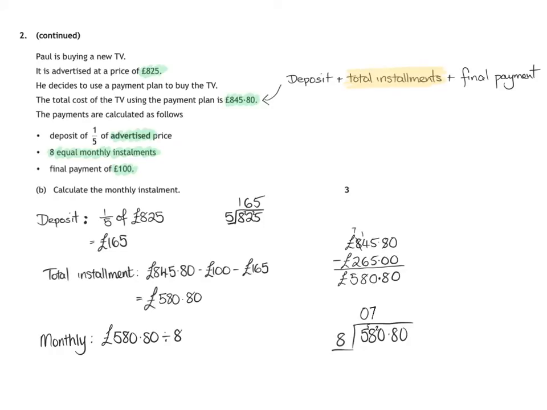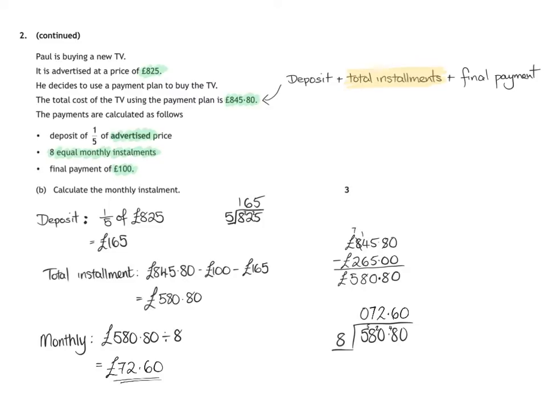Then with 20, it's going to be 16, so that's 2 with 4 left over. And then 48 into 8 is 6, and then 0. So our monthly payment is going to be £72.60.